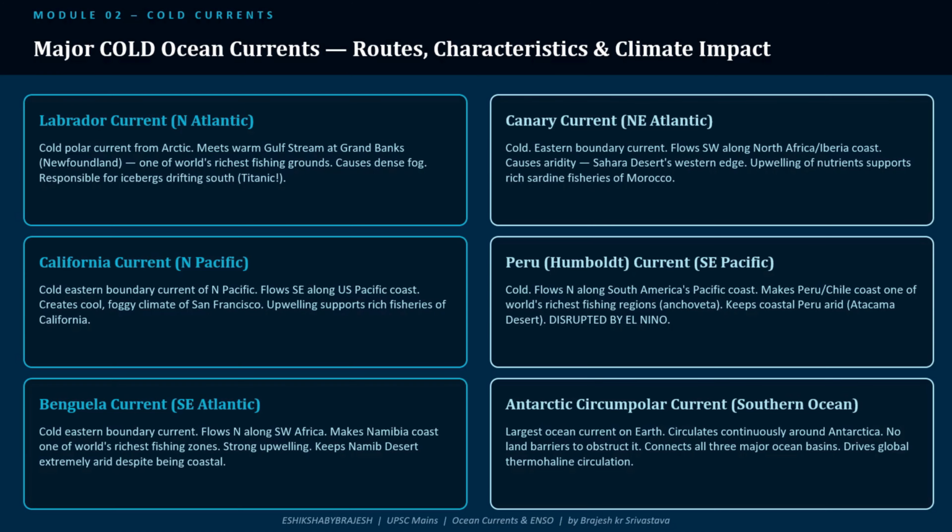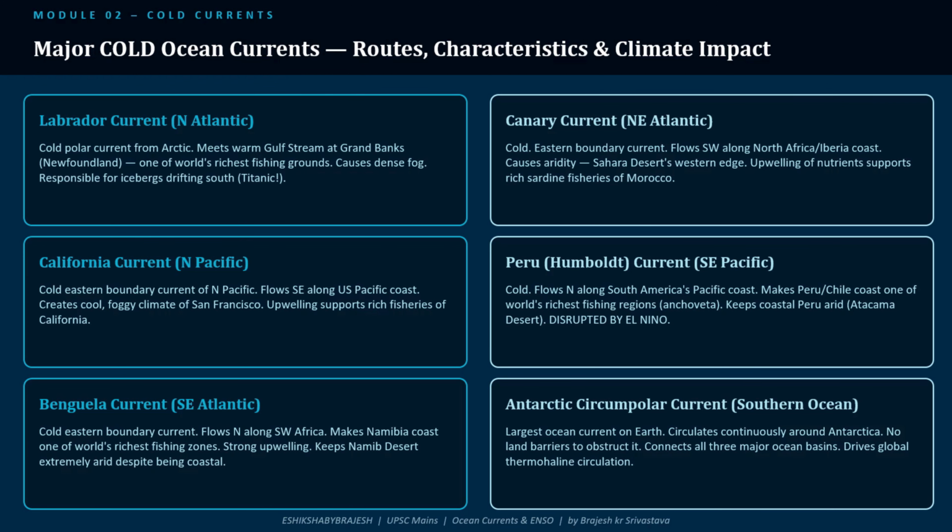Now, cold ocean currents. These flow from polar regions toward the equator, chilling the coast they pass and often creating aridity and fog. The Labrador current flows southward from the Arctic along Canada's east coast. It is cold, dense, and carries icebergs as far south as Newfoundland.